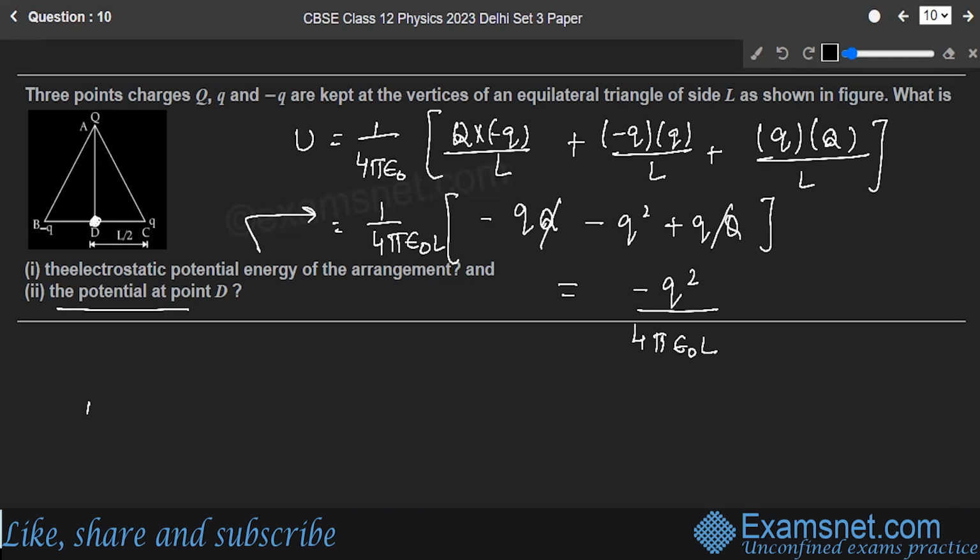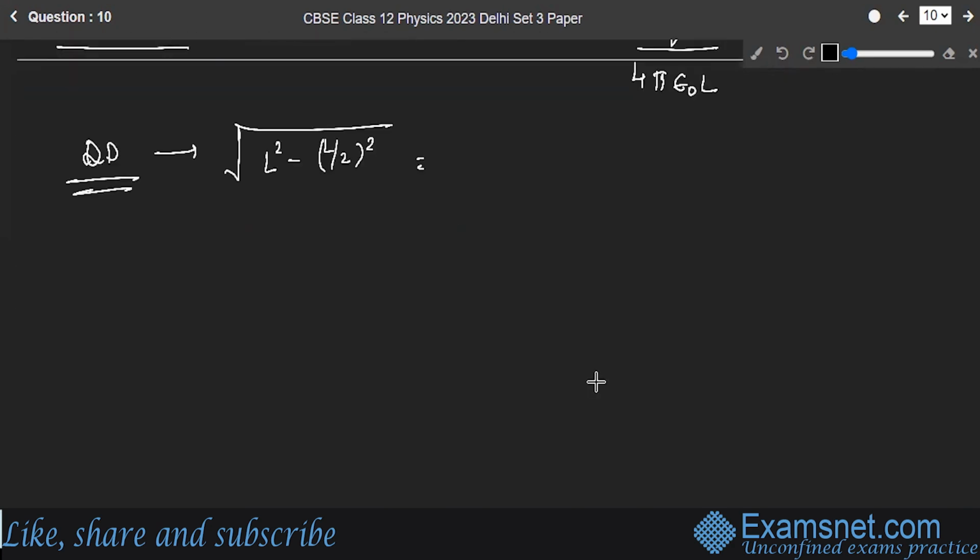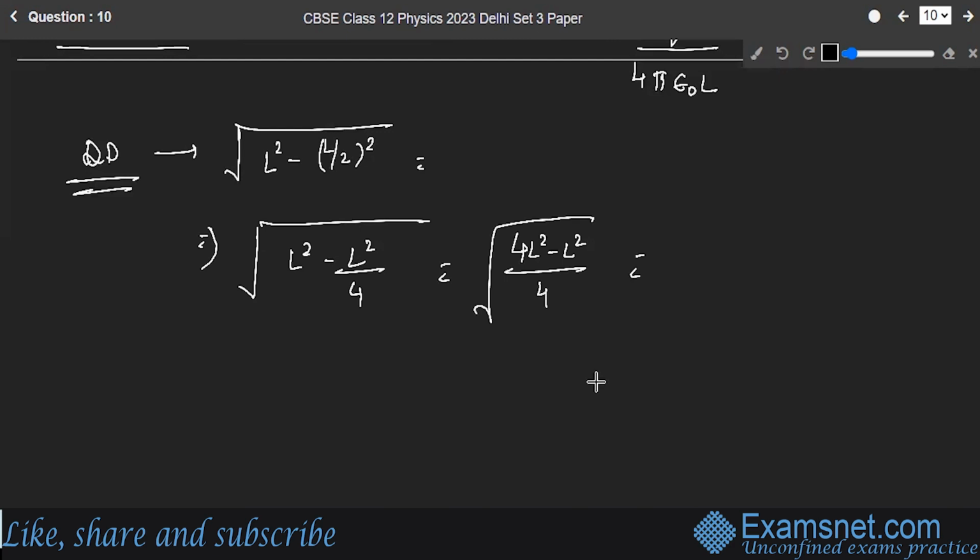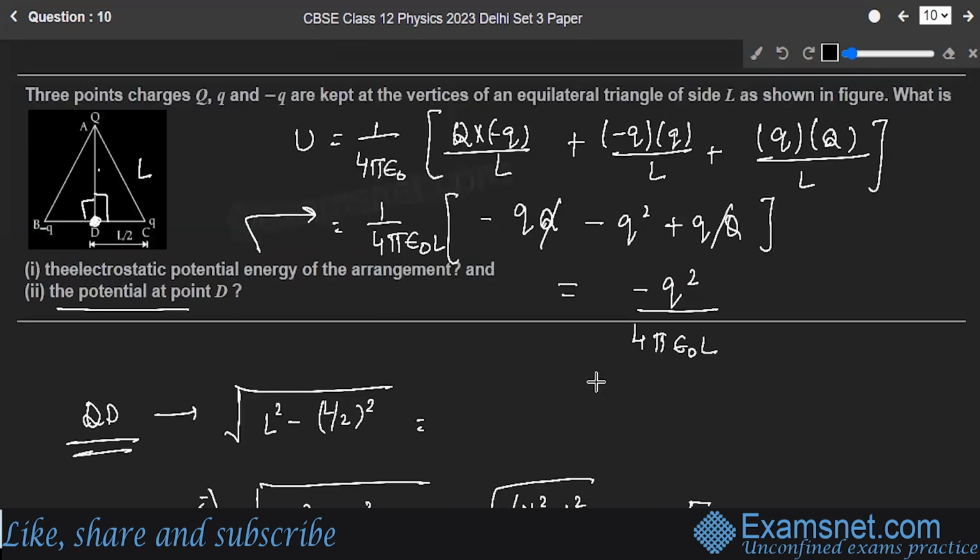See, first of all, what is the length of QD? This is a right angle triangle. This is L, this is L by 2. So QD will be given by root of L square minus L by 2 whole square. This is equal to root of L square minus L square upon 4, so this will be root of 4L square minus L square upon 4, or this will be equal to root 3 by 2 into L. That's it. You have the QD as this much.